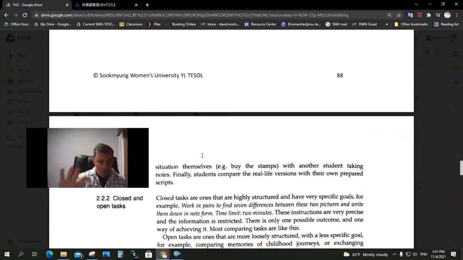And the rest of this gets into closed and open tasks, reasons you might like either one of those. But just keep in mind that every task needs an outcome, every task needs a communicative purpose.